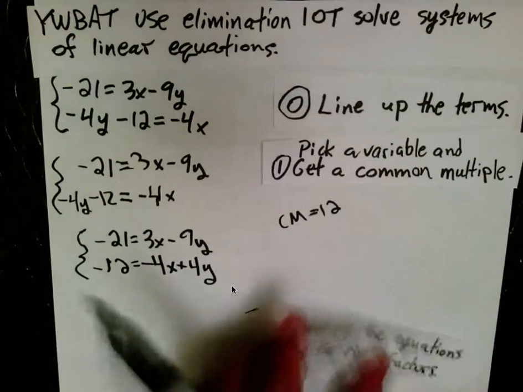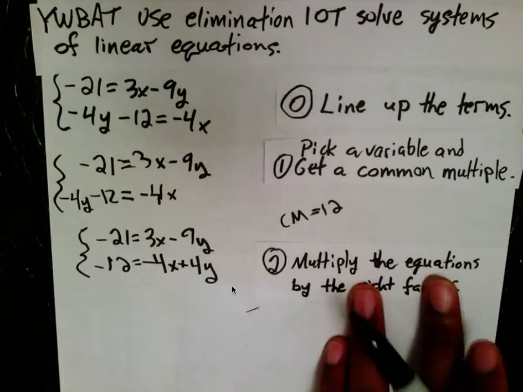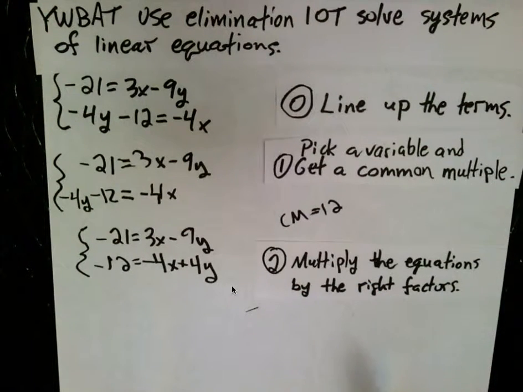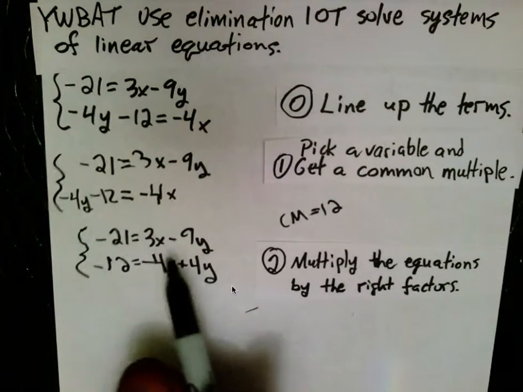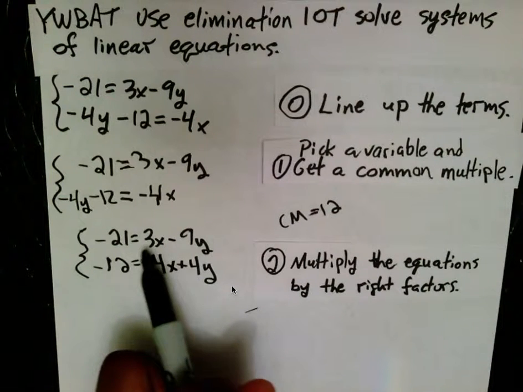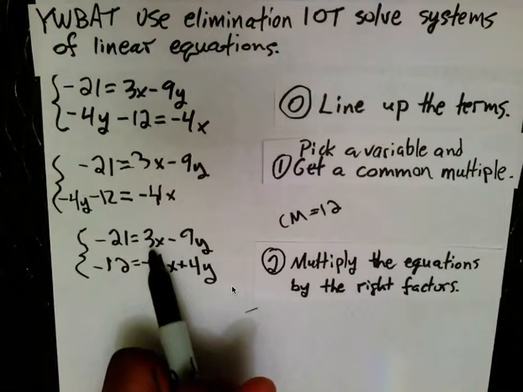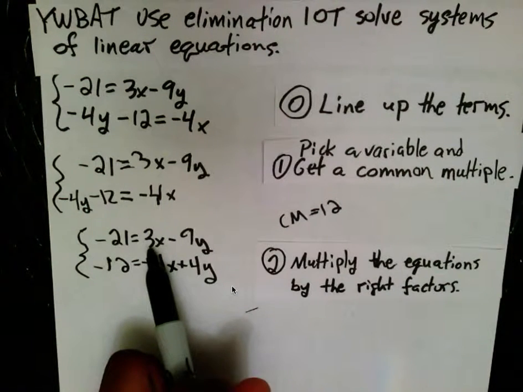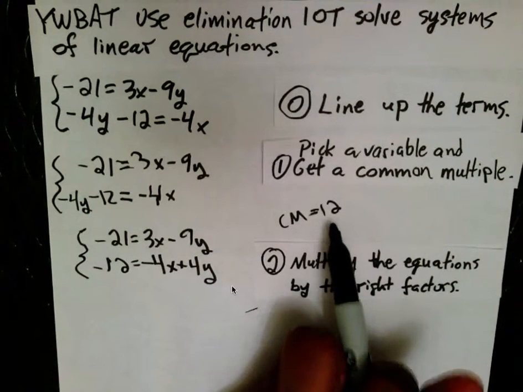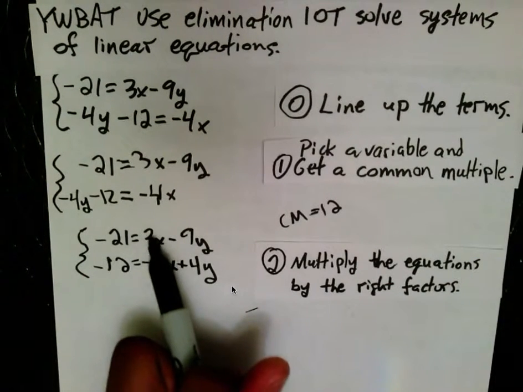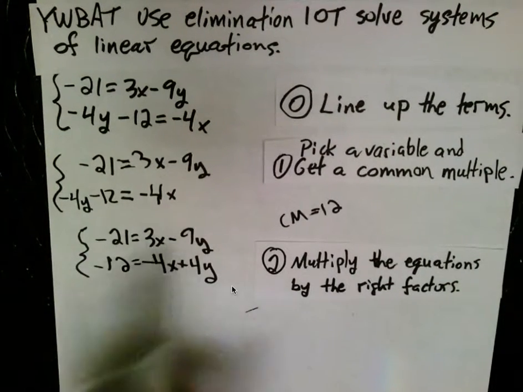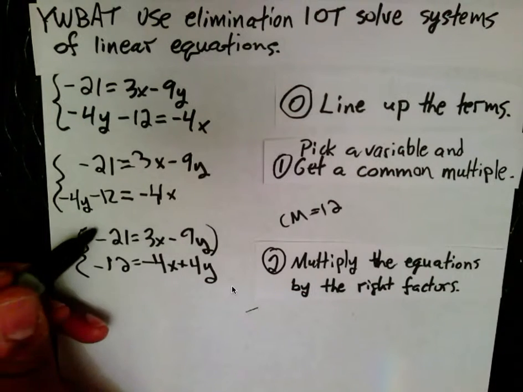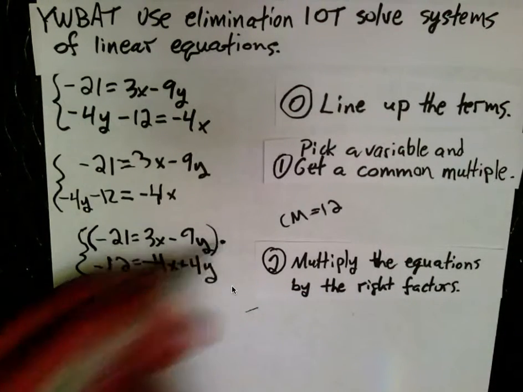The next step is I need to multiply the equations by the right factors. So if I want to get 12, I want this 3x to say 12x. 3x times what will give me 12? Well, I know that 3 times 4 is 12, so I need to take this 3x and multiply it by 4 so that I can get 12. But I can't just multiply 3x. If I multiply the 3x, I have to multiply the entire equation. So I'll take my entire equation and multiply it by 4.